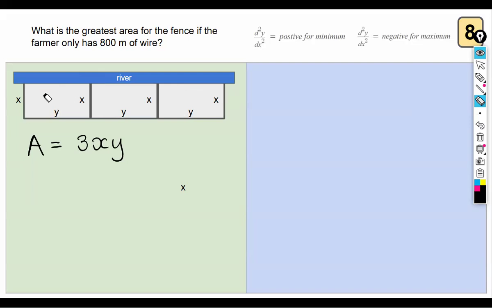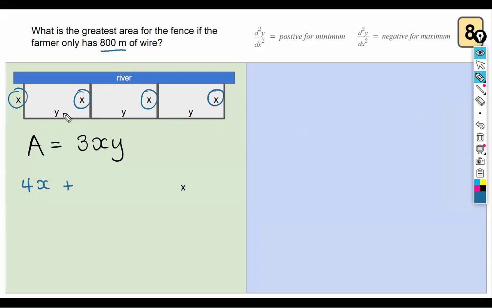Can we differentiate this scenario? The answer is no, because it has 3 types of letters, A, x, and y. We need to get rid of one of the letters. And the examiner has given us a clue once again. What's the length of the wire? 800 meters. So how much x does it have? 1, 2, 3, 4.